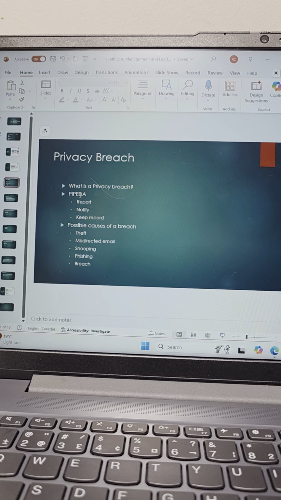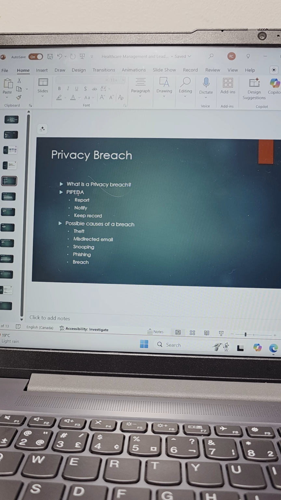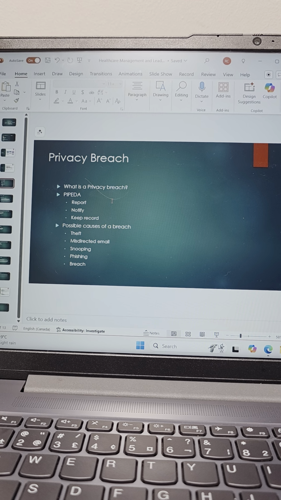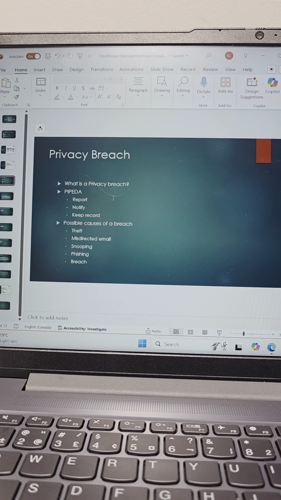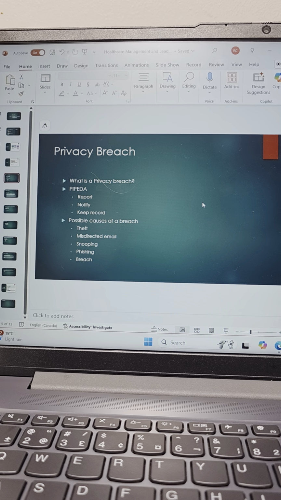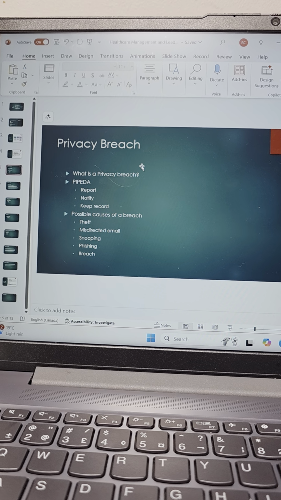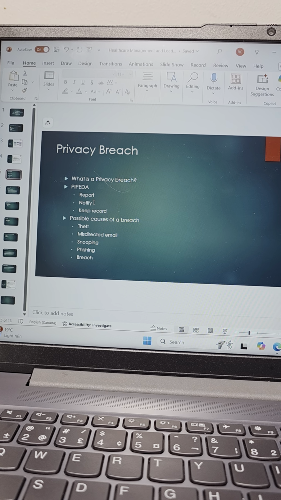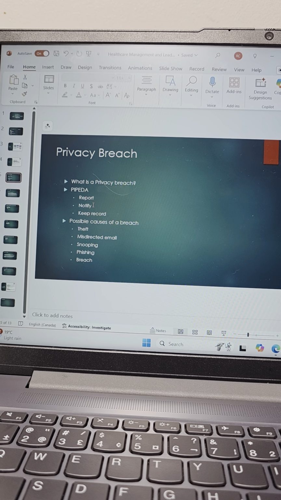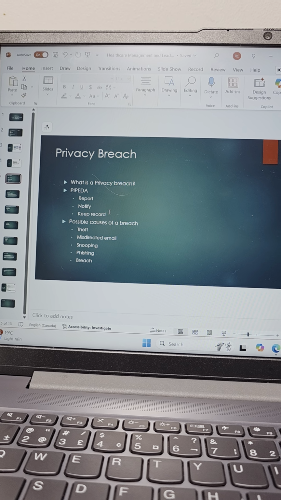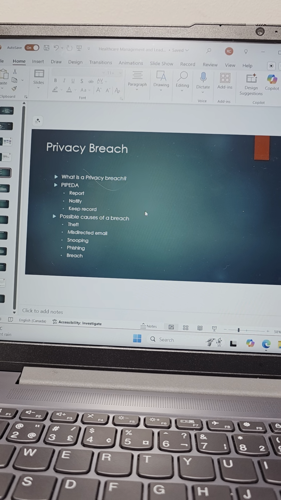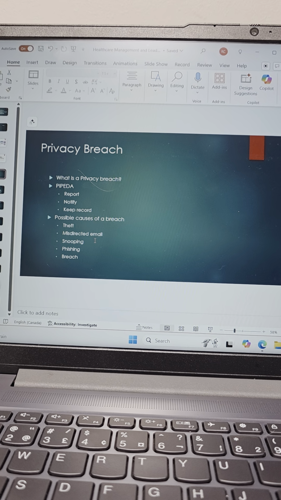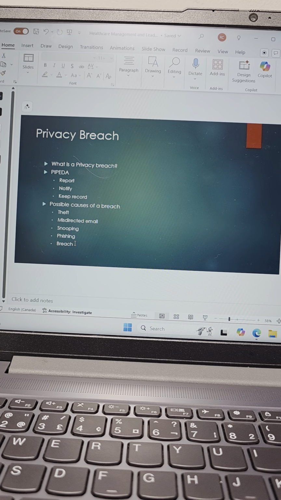Therefore, if an organization is under PIPEDA and there has been a privacy breach, the organization is required to report to the Privacy Commissioner of Canada, and then they need to notify the individuals that are affected by the breach, and then they must keep a record of all the breaches. Possible causes of breaches are theft, misdirected email, snooping, phishing, and a breach.